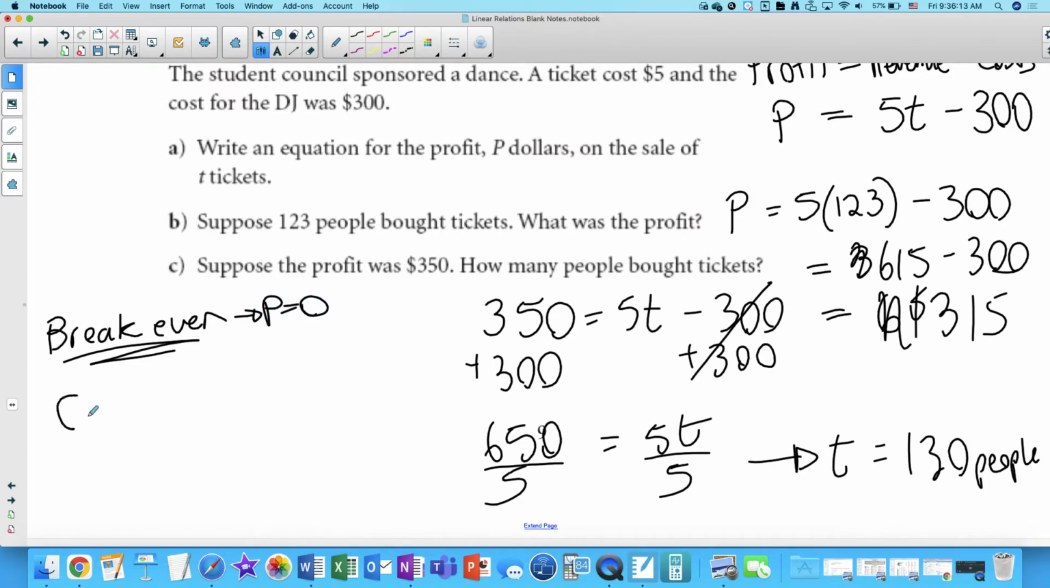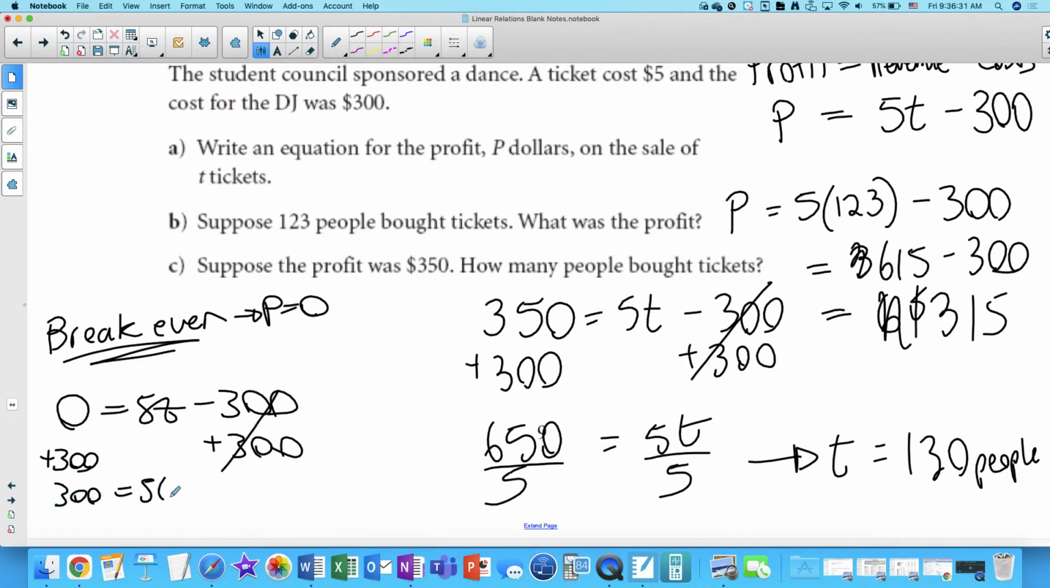So we would just put a 0 in here. And I think someone even said what it was. Did someone say 60? If I add 300 to both sides, I have 300 equals 5T. And then when you divide by 5, you get 60. Yeah, that's a good thing to know because the worst thing that could happen is that you lose money when you're planning a school event or something like that.